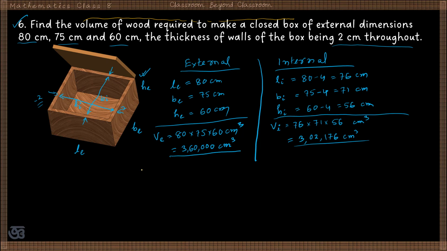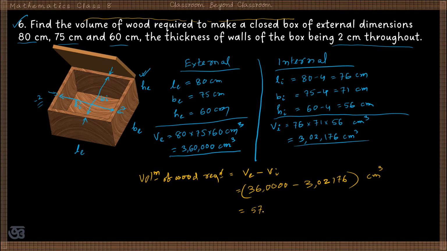Now we have to find the volume of the wood required to make the closed box. So in this case, the external volume minus internal volume is the volume of the wood required. So volume of wood required is equal to V external minus V internal, 57,824 cm³ of wood is required to make this closed box.